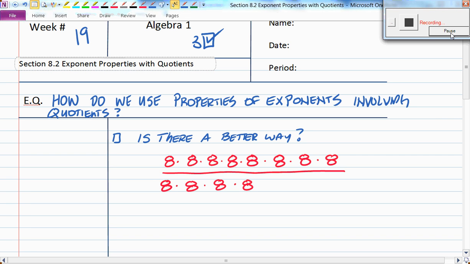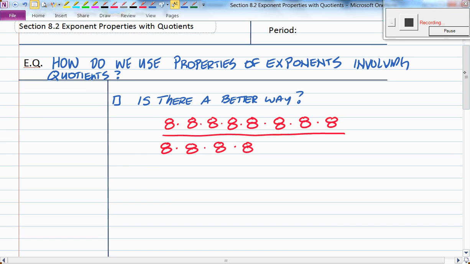We're talking about 8.2. We're talking about exponents, properties that involve quotients. Now, what's quotient? What does that word mean? Quotient. Mean fraction. Yes, very good. So the essential question here today is, how do we use properties of exponents involving quotients? I'm going to tell you the rule, but I want to show you where the rule comes from because I think it's kind of interesting.